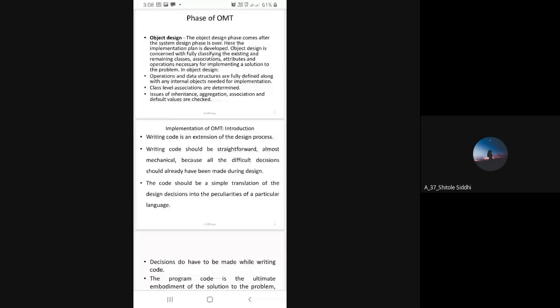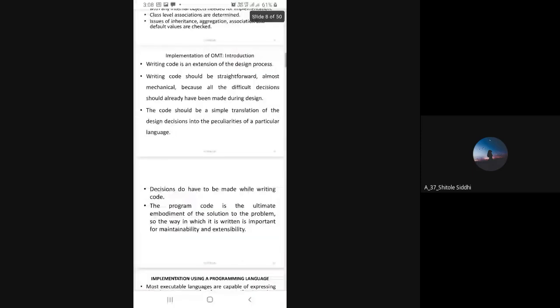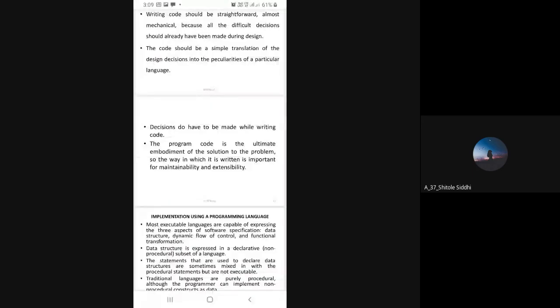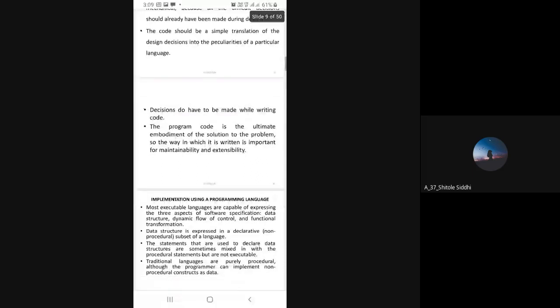Whatever logic you have written in the design itself, the same logic we will convert into the context of the programming language, because the logic remains the same, only the syntax part is going to change. That we need to take into consideration. Second, we need to understand the decisions to be made while writing the code. The program code is the ultimate embodiment of the solution to the problem. So the way in which it is written is important for maintainability and extension.